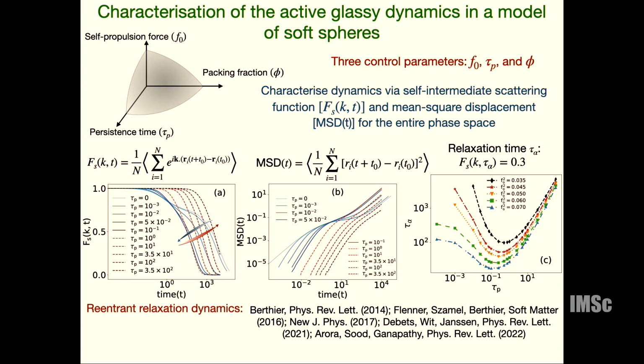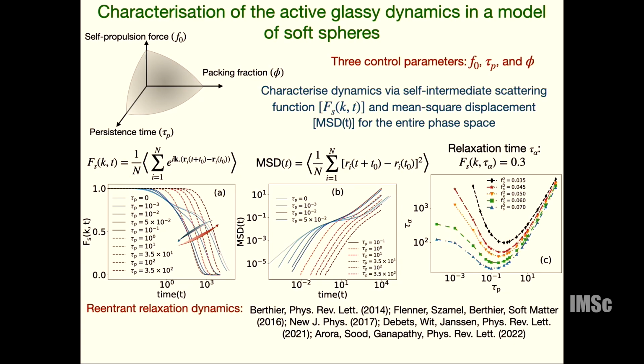For the Fs(k,t), which is again defined here, this is the 0 tau p, and then with increasing tau p, initially the Fs(k,t) decreases, moves in the left direction, and then beyond a certain point, with increasing tau p, it again moves up. So from Fs(k,t) I can define a relaxation time, where we have taken the definition tau alpha when Fs(k,t) becomes 0.3, and from there I can now plot tau alpha as a function of tau p. So it shows a reentrant or non-monotonic behavior. First tau alpha decreases with increasing tau p, and then suddenly it starts increasing.